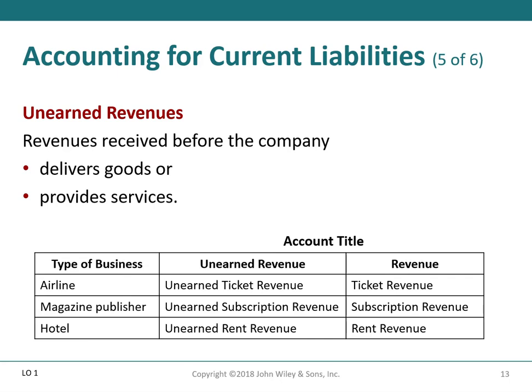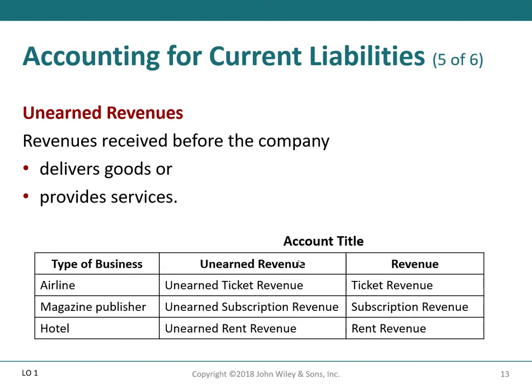Accounting for current liabilities. So we're going to start with unearned revenues. Unearned revenues are the revenues that are received before the company either delivers the goods or provides services. So the customer pays the company before they earn their revenue. The types of businesses that typically will have unearned revenue are airlines, magazines, and hotels. For example, with an airline, you pay for your ticket before you fly.